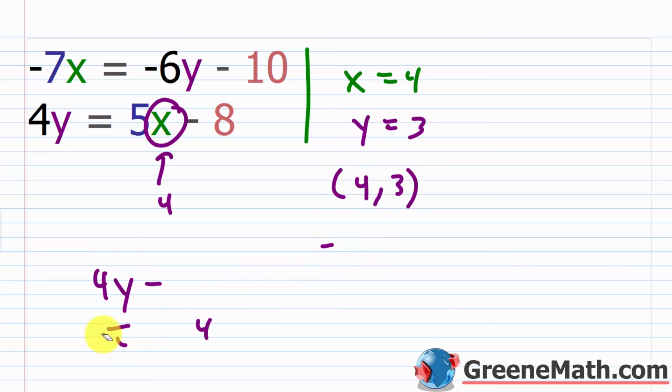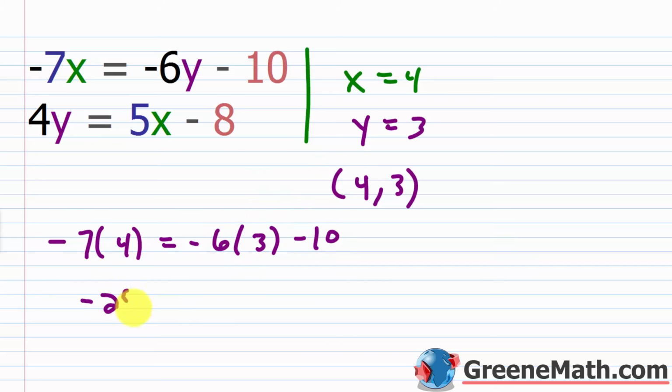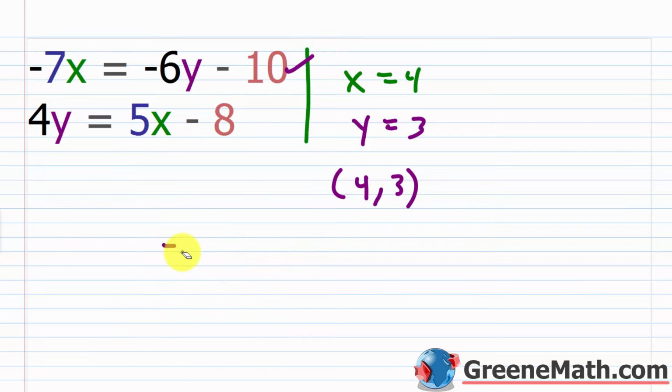So let's check this real quick. If I plug in a 4 here in the top equation for x, negative 7 times 4 is equal to negative 6 times, plug in a 3 for y, then minus 10. Negative 7 times 4 is negative 28. This equals negative 6 times 3, which is negative 18, minus 10. Obviously, negative 18 minus 10 is negative 28, so this one works out. Then for the other one, 4 times 3 is 12. And this equals 5 times 4, which is 20, minus 8, which is 12. So this one works out as well.